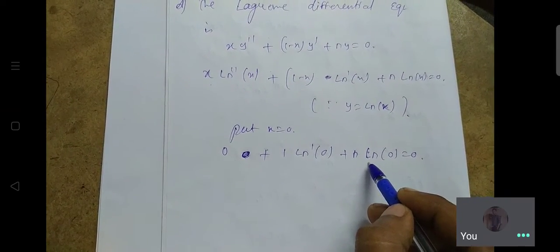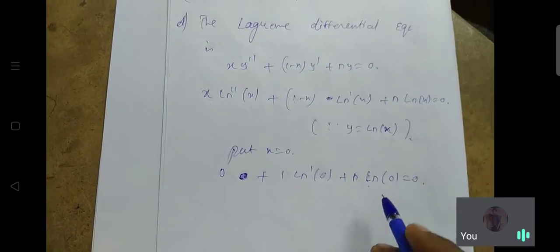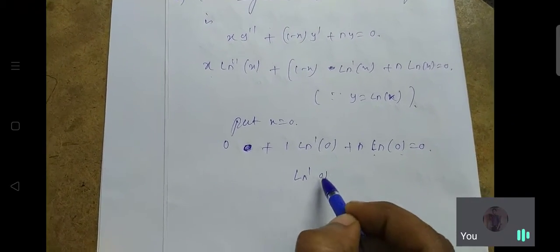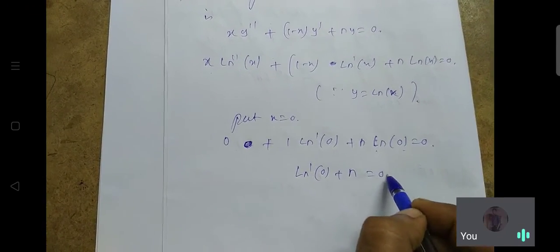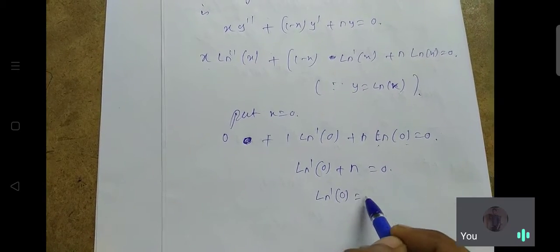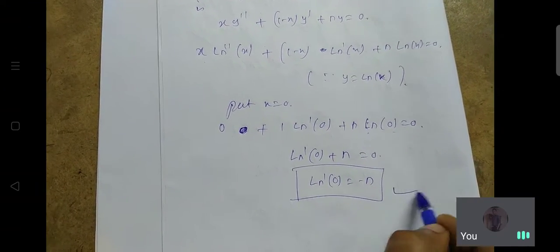We have proved Ln of 0 is equal to 1. So Ln prime of 0 plus n is equal to 0. So Ln prime of 0 is equal to minus n. Okay, thank you.